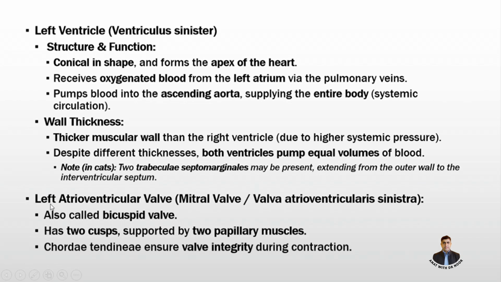Left atrioventricular valves, or we can say mitral valves. These are also called bicuspid valves because they contain two cusps. It has two cusps supported by two papillary muscles. Chordae tendineae ensure the wall integrity during the contraction.